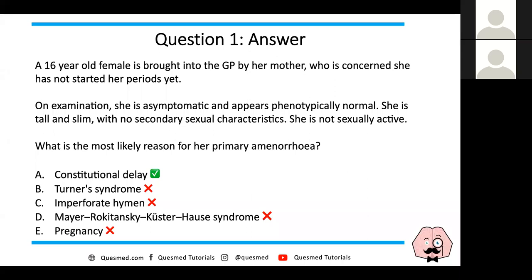Now, the most common reason behind delayed puberty is constitutional delay. These cases normally have a family history of delayed puberty, so it's useful to ask, when did mum get her periods? When did any sisters or aunts get their periods?